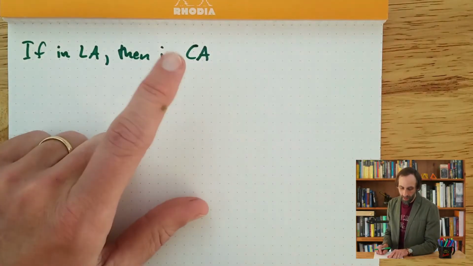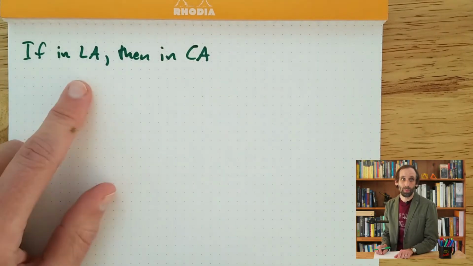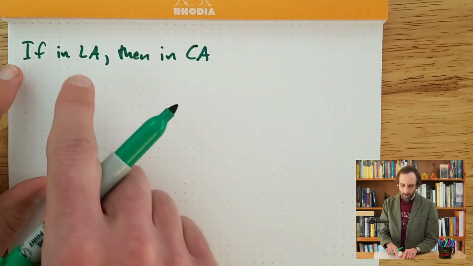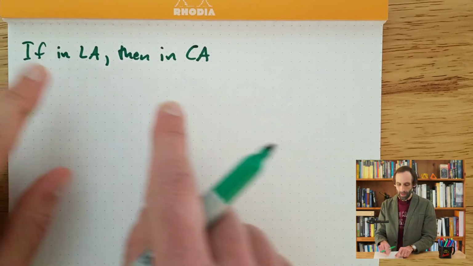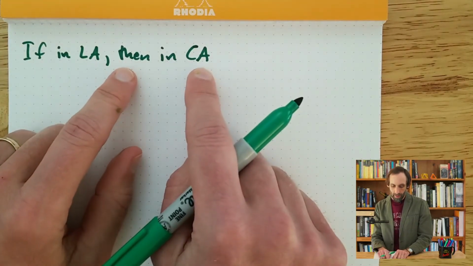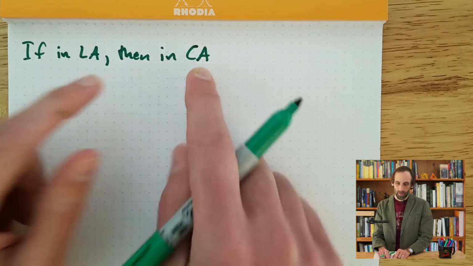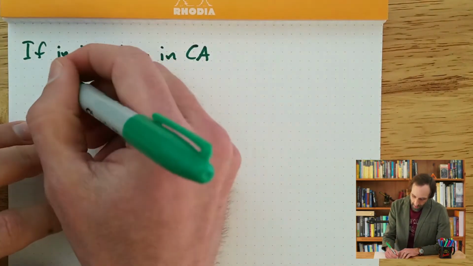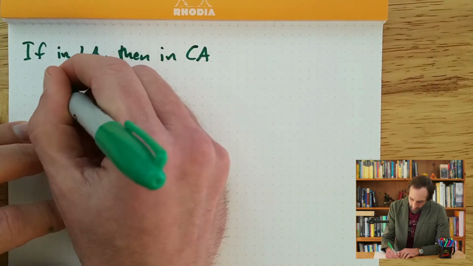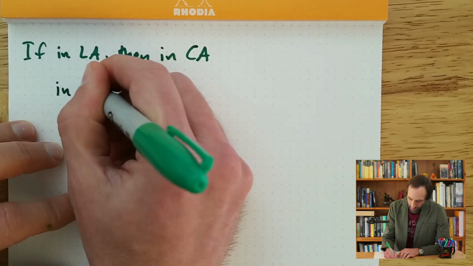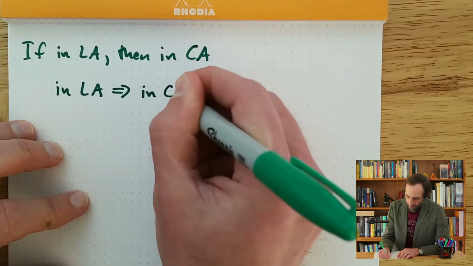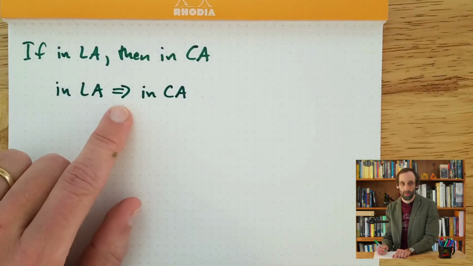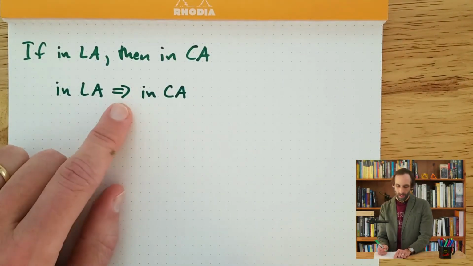So we'll start by looking at this conditional that we've been talking about in this lesson. If someone is in LA or lives in LA, then that person is in California. Another way to write this is: in LA implies in California, with this arrow implication symbol.